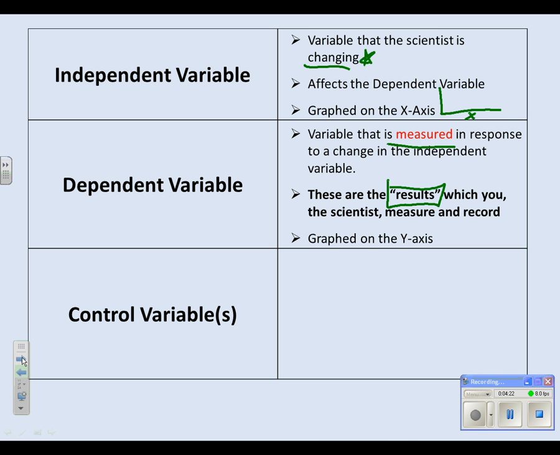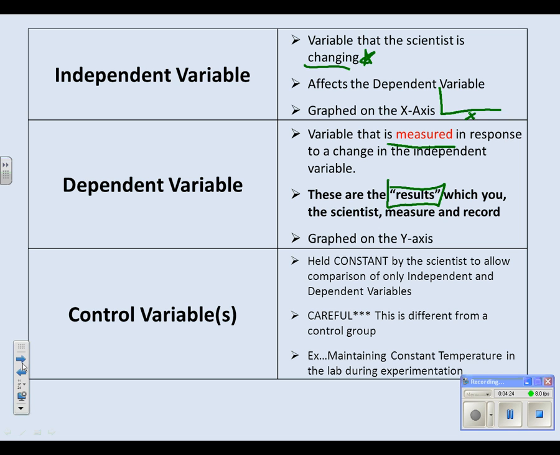Now, control variables are different variables that are held constant to allow comparison of only the independent versus the dependent variable. They are not control groups, they're just control variables. For instance, with a control group, if you take a medication, the control group is going to be a placebo group that is not going to be given a certain type of medication, while the new cancer treatment is going to go to a whole other group.